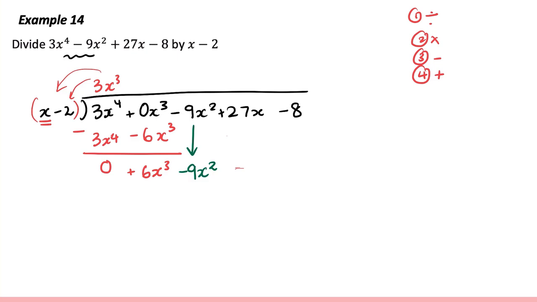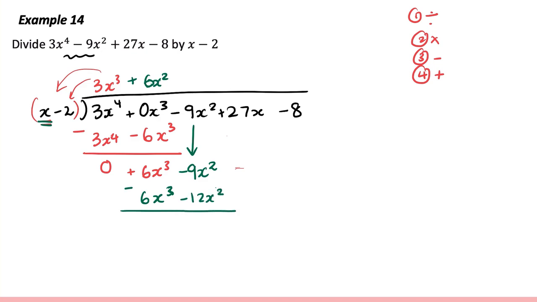All right, and now we're just going to repeat the process. So x goes into 6x cubed, or rather think of it as how much more do I need? I need 6x squared. All right, 6x squared times x is going to be 6x cubed. Make sure you line it up nicely, unlike I just did. And then 6x squared times negative 2 is going to give me negative 12x squared.